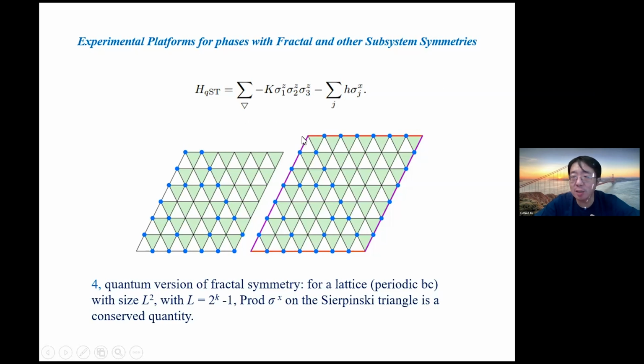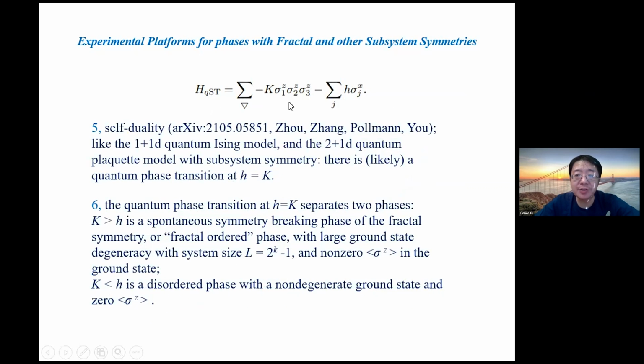Again, this quantum model, as I said before, has an explicit fractal subsystem symmetry, which is the product of sigma x on the Sierpinski triangle subset of the entire lattice. It commutes with the Hamiltonian. So this model has a lot of interesting features. First of all, just like the 1+1 dimensional quantum Ising model, and also the 2+1 dimensional plaquette model which I mentioned before, this model is also self-dual.